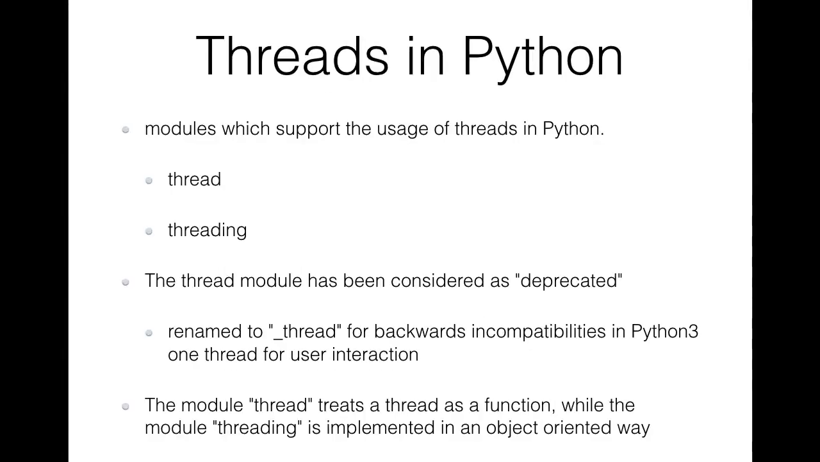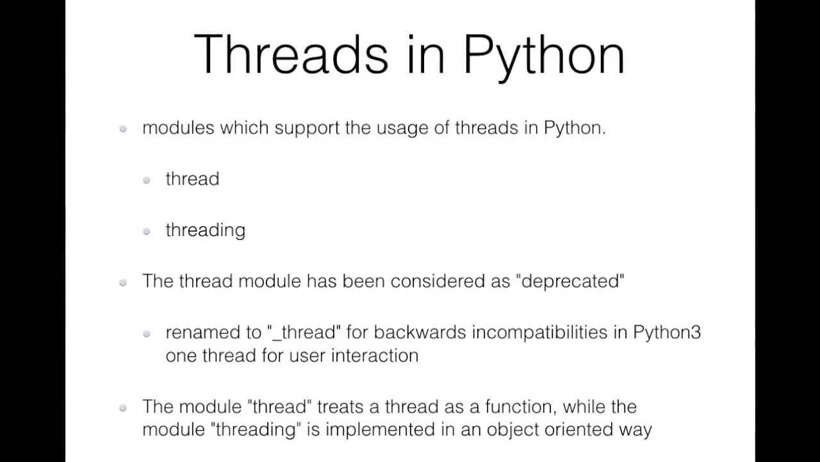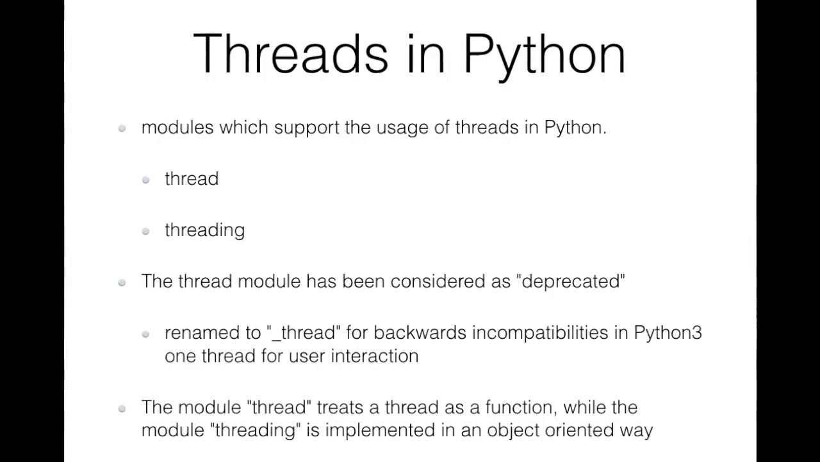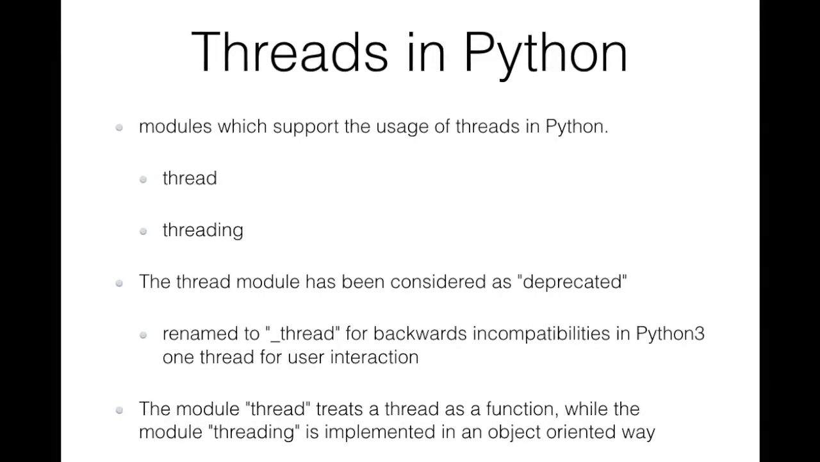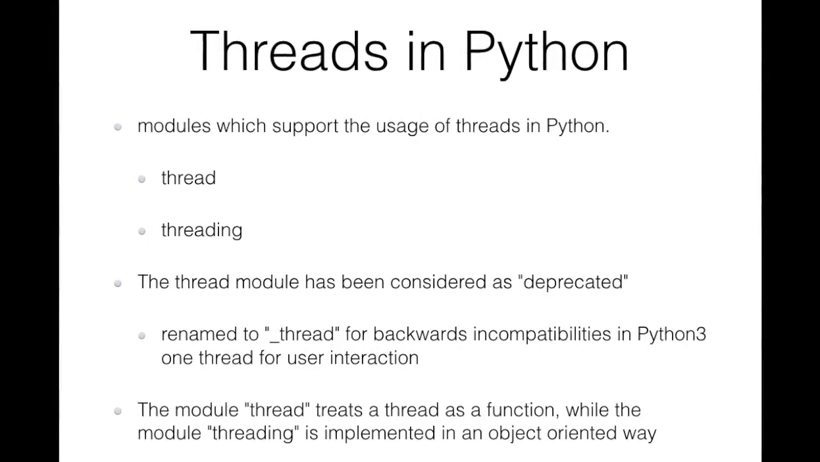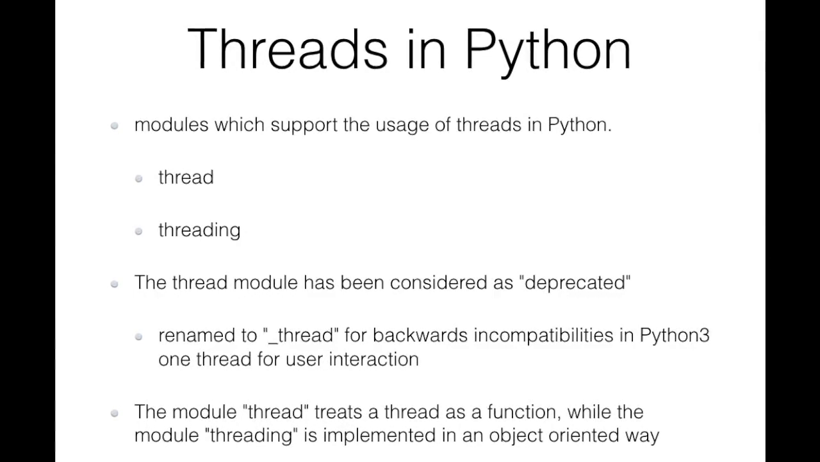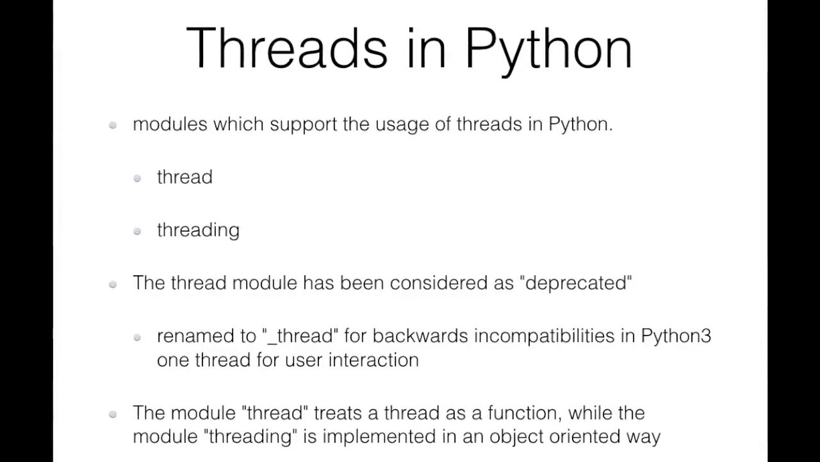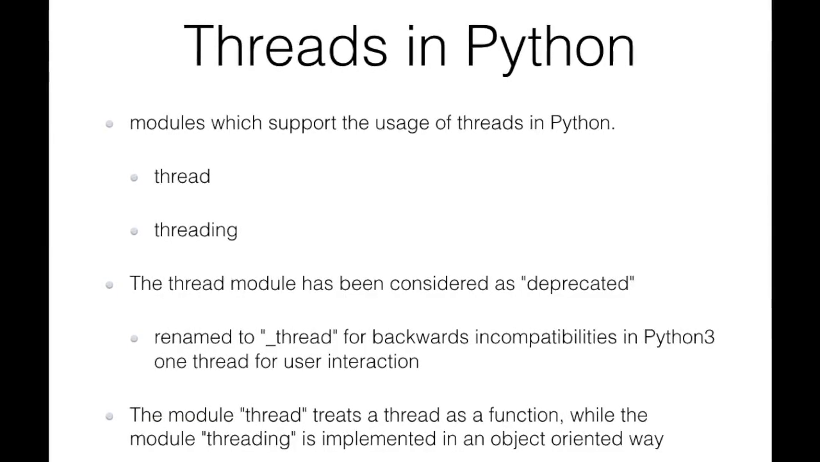Now in Python, there are two modules which support the usage of threads: the thread module and the threading module. One thing to note here is that the thread module has been considered deprecated for quite a long time. So users are encouraged to use the threading module instead of the thread module. In Python 3, the thread module is not directly available, but indirectly you can use underscore thread to use the thread module, to remain backward compatible with previous versions of Python.